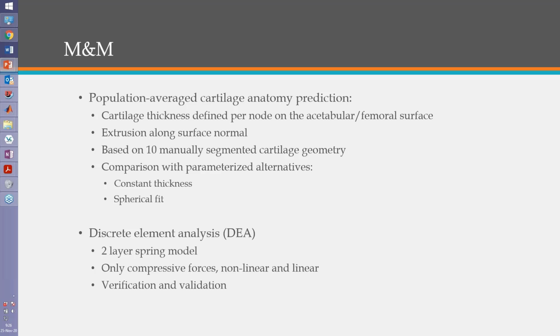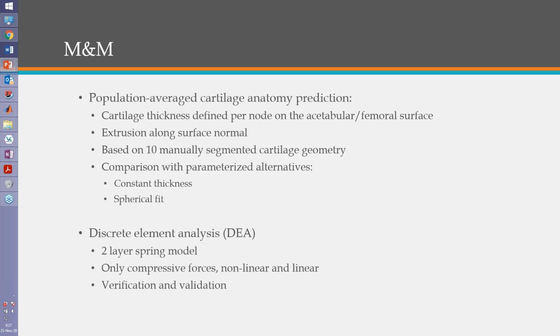And we compared this population averaged cartilage anatomy to other parameterized alternatives, which are the constant thickness methods, in which you just put a 1 millimeter or 1.5 millimeter layer on top of the bony geometry, and also the spherical fit, in which you fit a cylinder or a sphere and then fill it up with cartilage to get your contact surfaces.